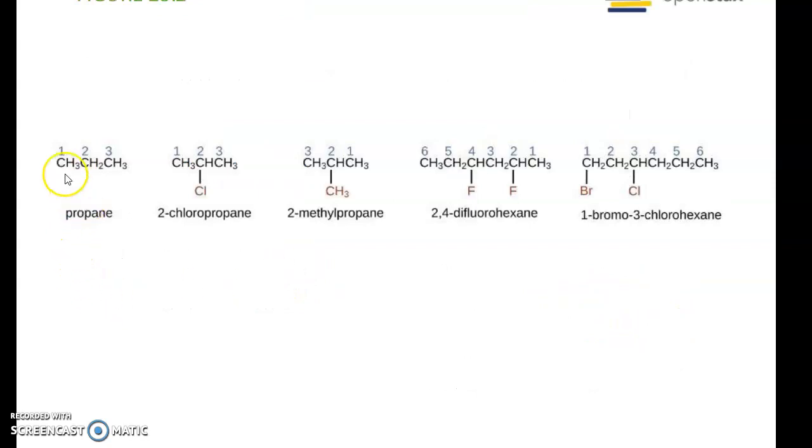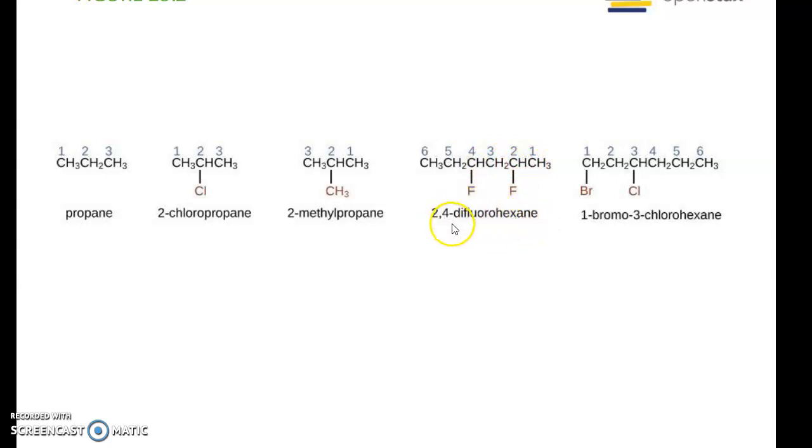So, the way we name these, we start off with one end, just 1, 2, 3. And then what you do is, if you have, instead of a hydrogen here, a chlorine, you would call this 2-chloropropane, right? So this is propane, this is 2-chloropropane. If instead you have a methyl group, this would be 2-methylpropane. Here you've got 1, 2, 3, 4, 5, 6 carbons, so that's a hexane.